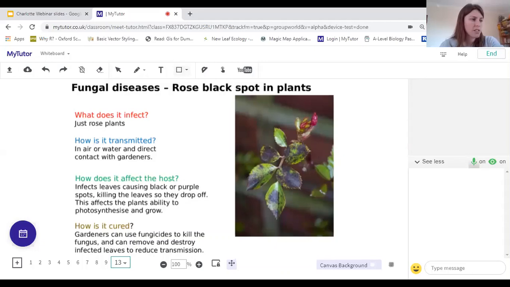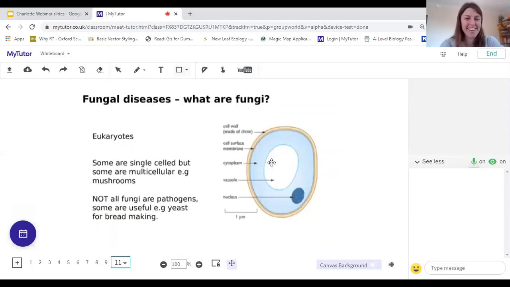Okay, fungi. So I was saying, please take off that picture of feet. If we go back to this diagram of a fungi, what's the difference between a vacuole and the cytoplasm?